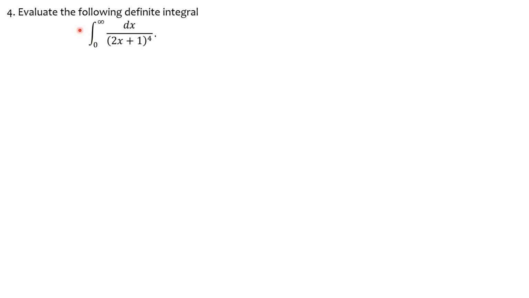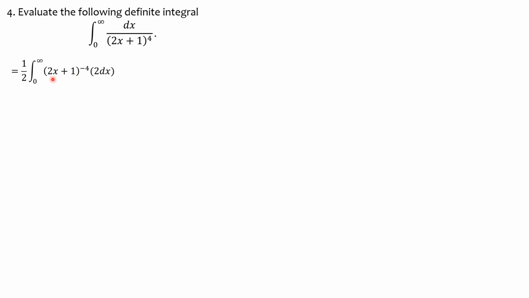Example 4. Evaluate the following definite integral. We have the integral from 0 to positive infinity of dx over the quantity 2x plus 1 raised to 4. So I will modify this into the integral of quantity 2x plus 1 to the negative 4 dx as shown. And since if we let u be 2x plus 1, the differential is 2 dx, I also introduce the reciprocal of 2, which is 1/2.